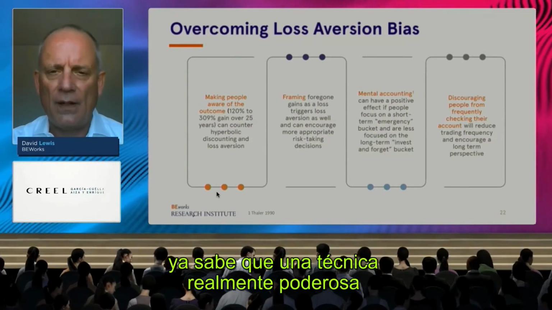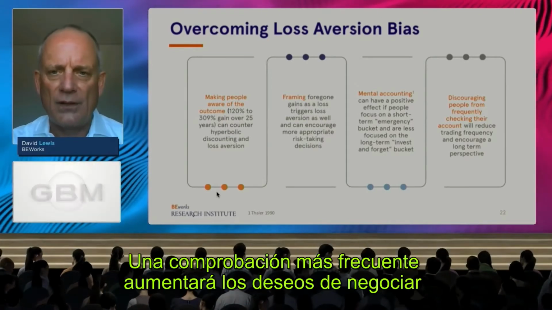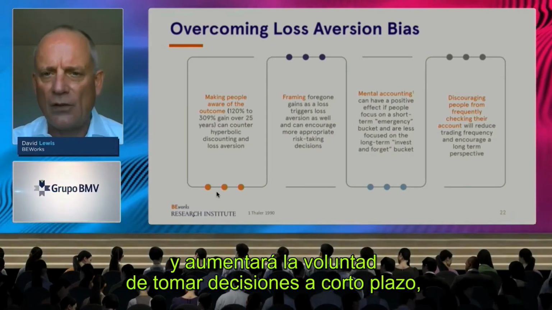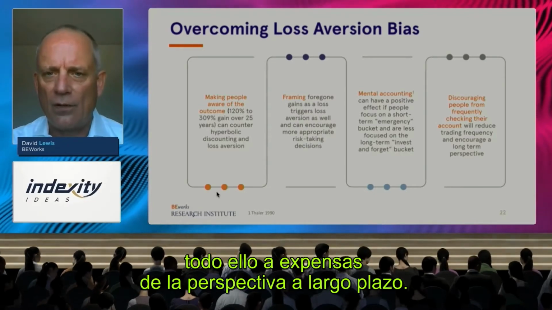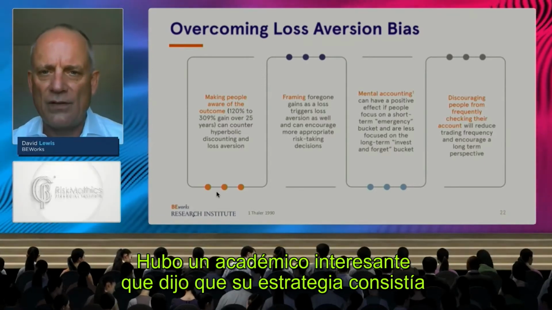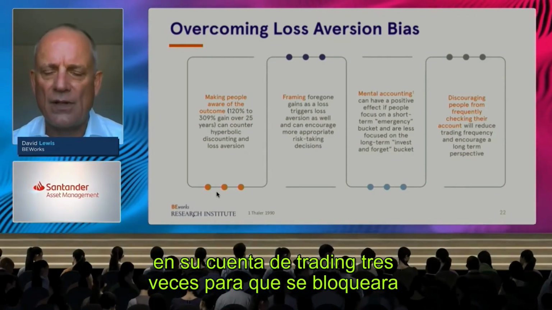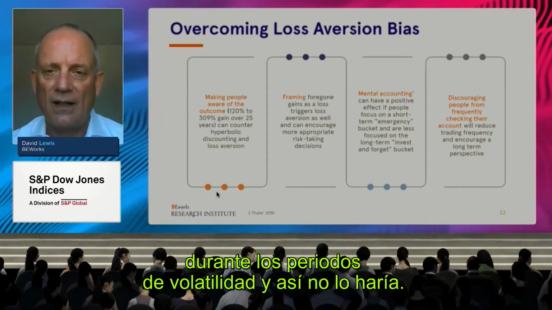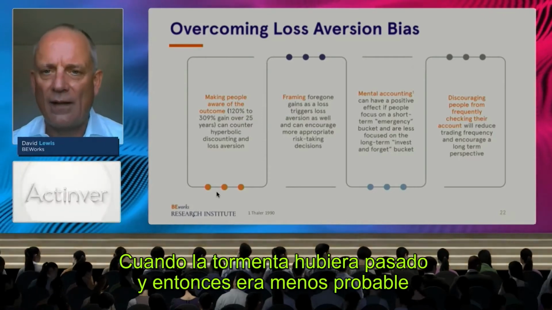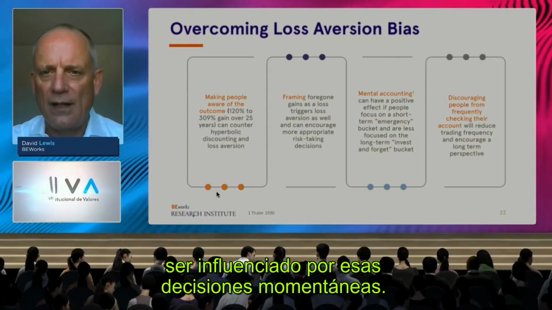And as well, a really powerful technique is to discourage people from frequently checking their account. More frequent checking will increase trading desires and increase the willingness to make short-term decisions, all at the expense of long-term perspective. There was one interesting academic who said his strategy was to deliberately enter the wrong password into his online trading account 3 times so that he'd be locked out during periods of volatility, and then he wouldn't reset his password until a week or a few weeks later when the storm had passed, and then he was less likely to be influenced by those momentary decisions.